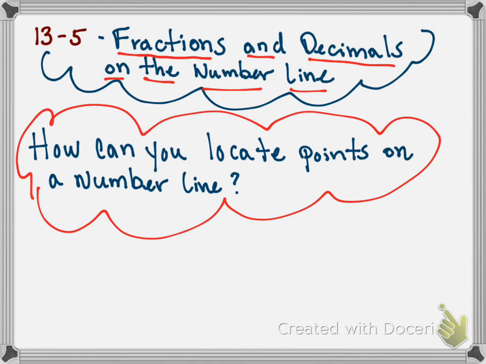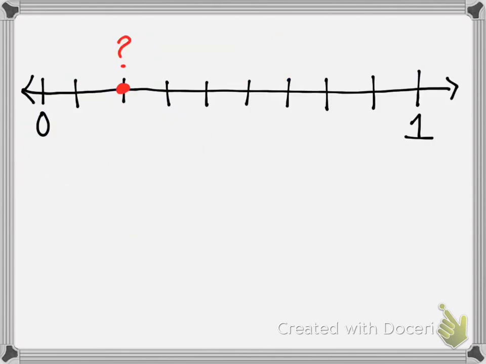The main question we're going to try to figure out today is how can you locate points on a number line? Here's a number line, and before we can start figuring this out, we need to count how many parts this number line is broken up into.